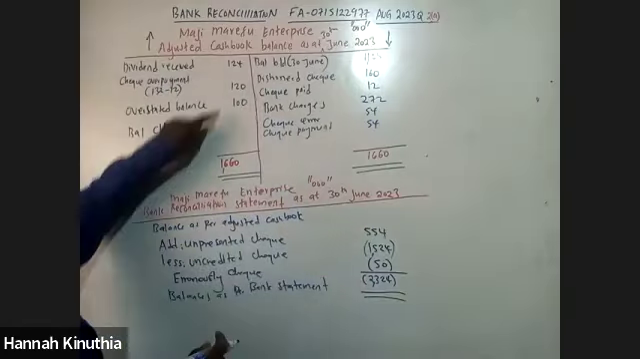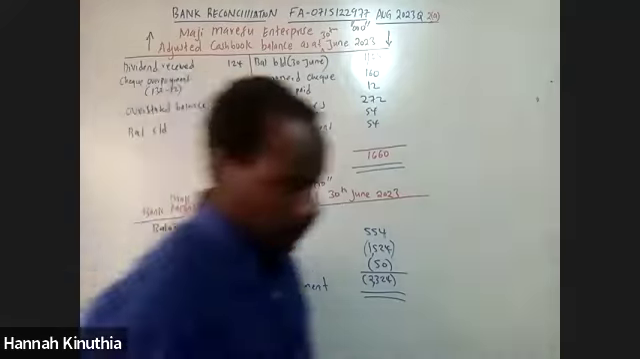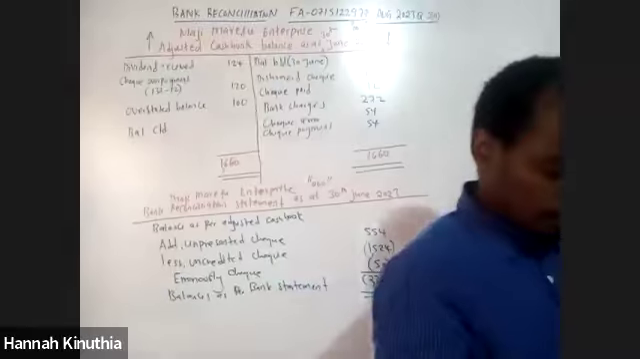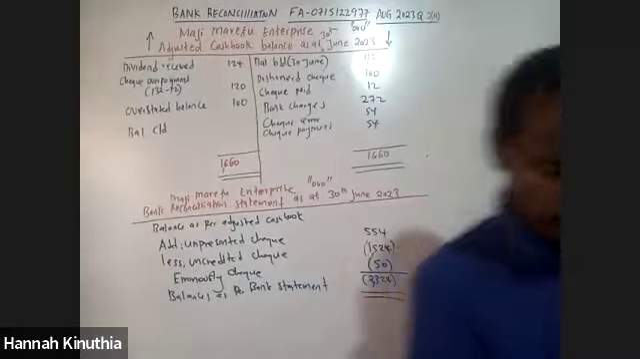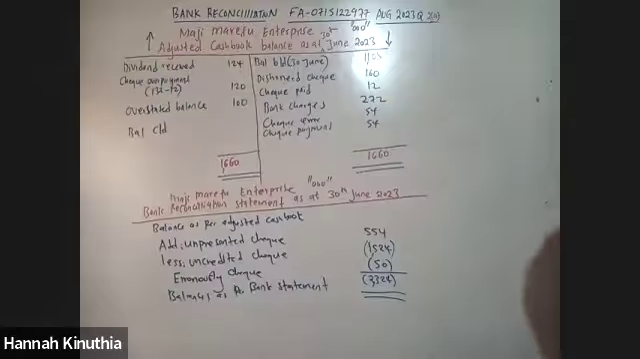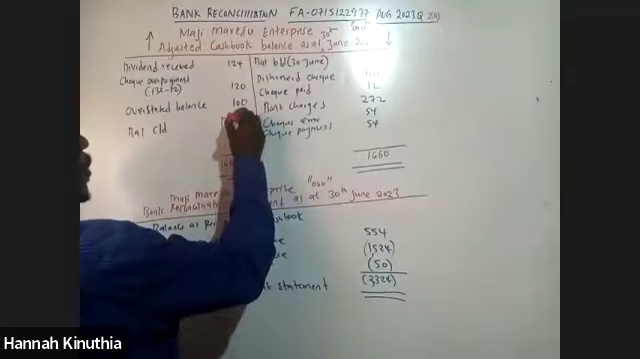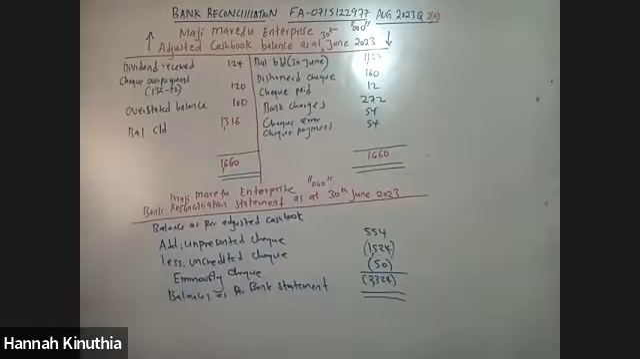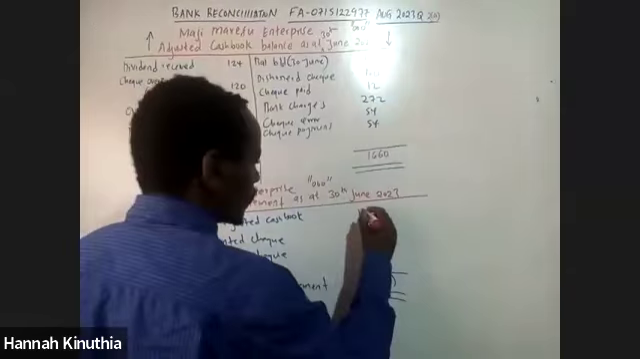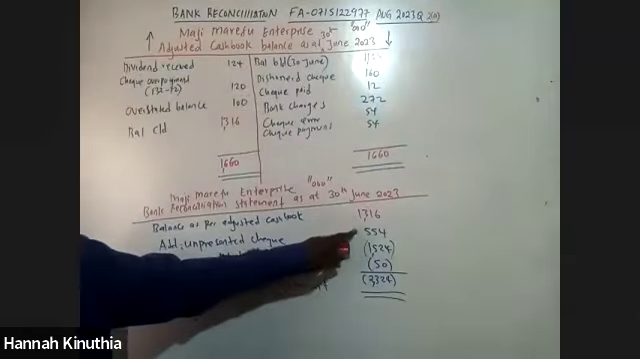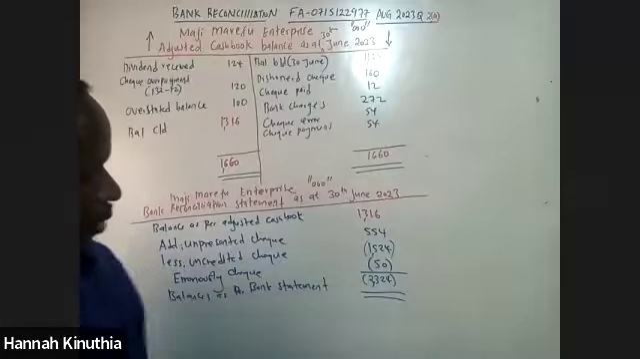Aya. 1660 minus 100 minus 120 minus 124. Unapata ngapi? 1316. Yeah, 1316. Na ukiweka hapa 1316, 1316 plus 554 minus 1524 minus 50. Unapata 2324.